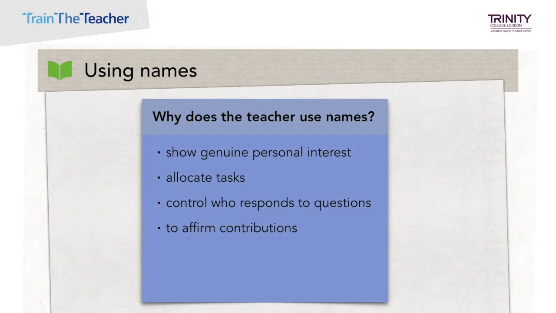Our next area, the same as eye contact, is simple but powerful. Using names. Why does the teacher use names? Well, to show genuine personal interest, to allocate tasks, to control who responds to questions, and to affirm contributions. It can also help wandering attention. Using the learner's name will probably make them look at you.